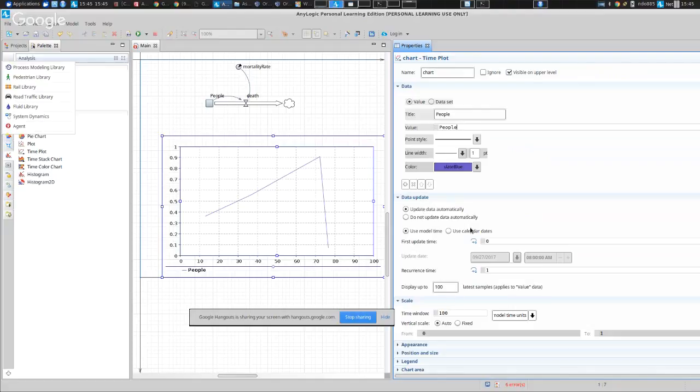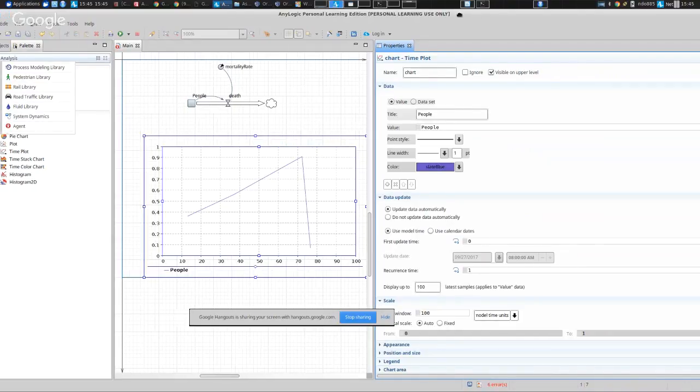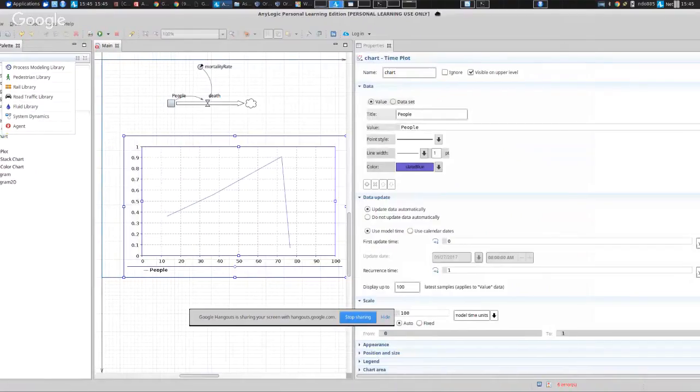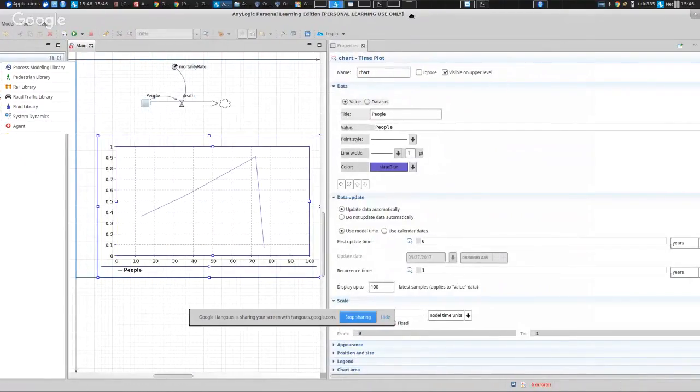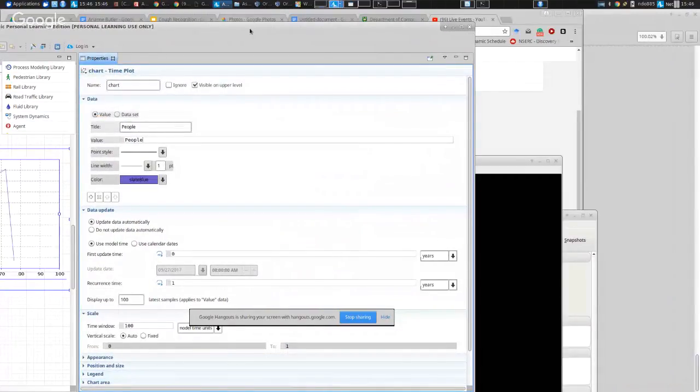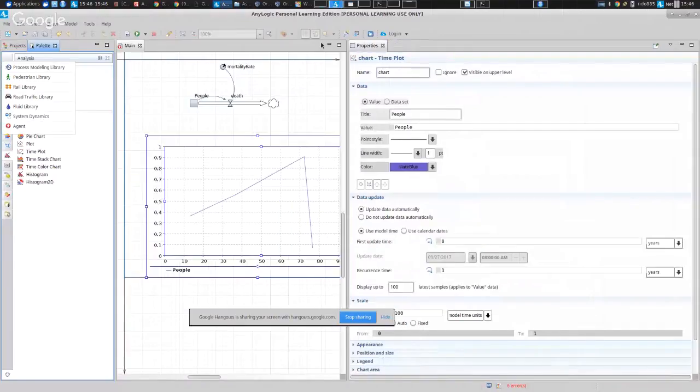We'll leave it as display up to 1,000, a time window of 1,000. It will update every 1 year. Okay, that will be the default. Every 1 year it will be updating. So it's a recurrence time of 1 year here.